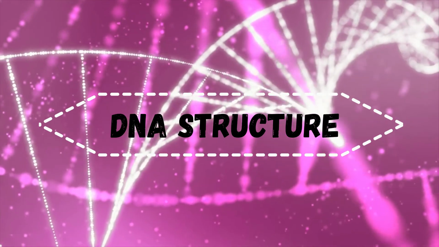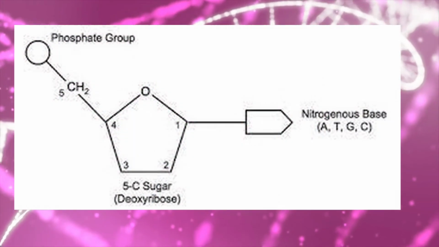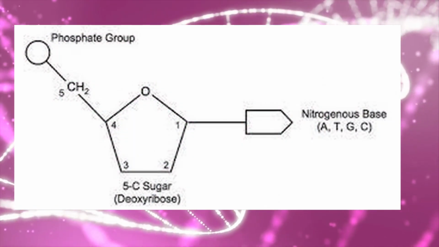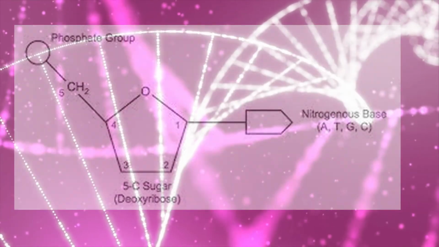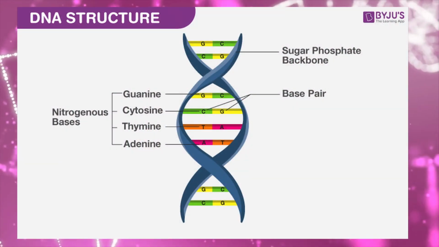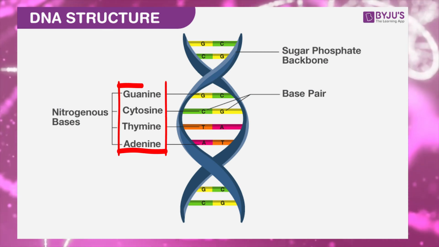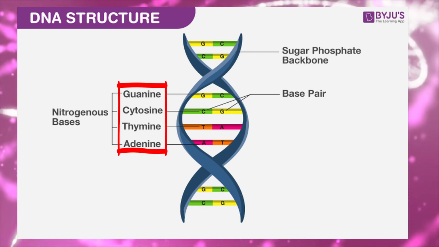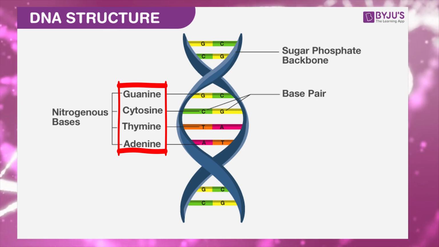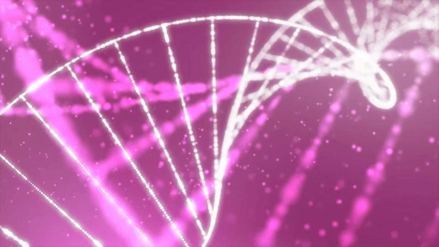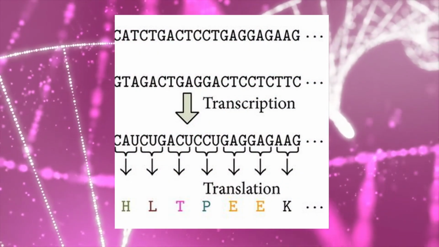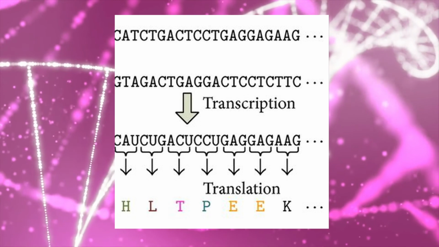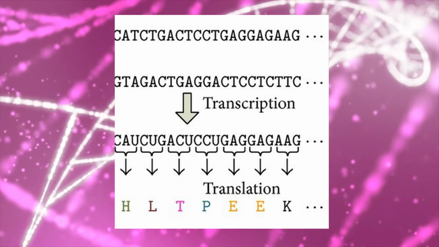Now we will look at the structure of DNA. DNA is made up of molecules called nucleotides, each nucleotide containing a sugar group, a phosphate group, and the nitrogen base. The four types of nitrogen base are thymine, cytosine, guanine, and adenine. The order of these bases determines the genetic code of the DNA, meaning the order of nitrogen bases in a DNA sequence can form genes that tell us how to make proteins.